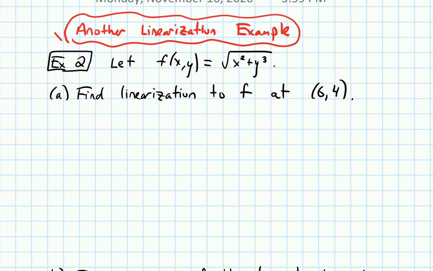I'd like you to pause the video and try this on your own first. If you need to review the formula for linearization from the previous video, definitely go ahead and do that. But pause the video for about 2 minutes to try this question on your own first.